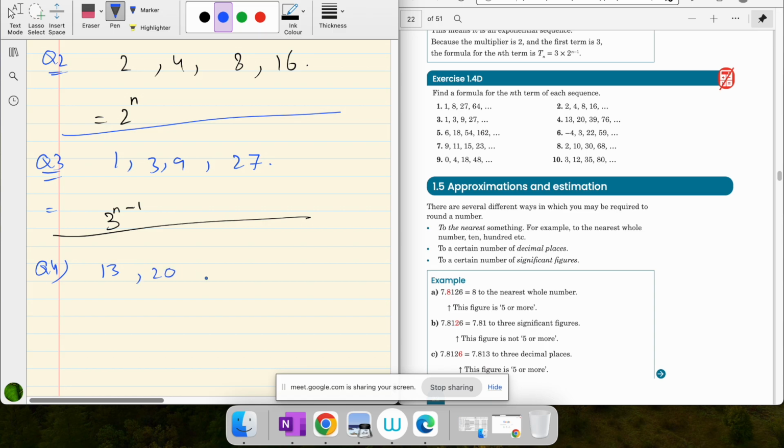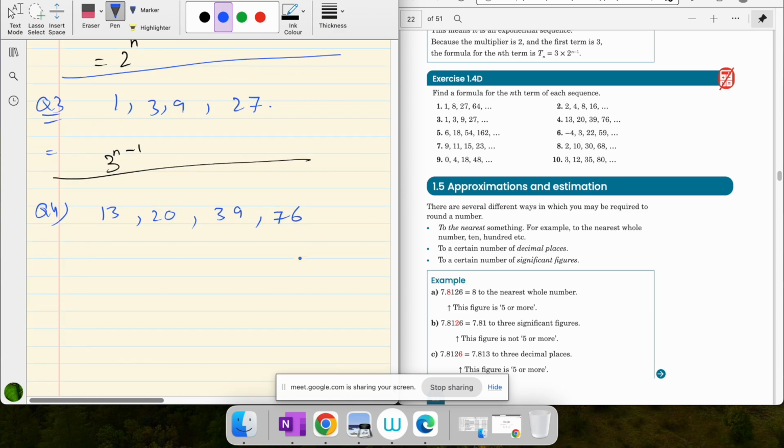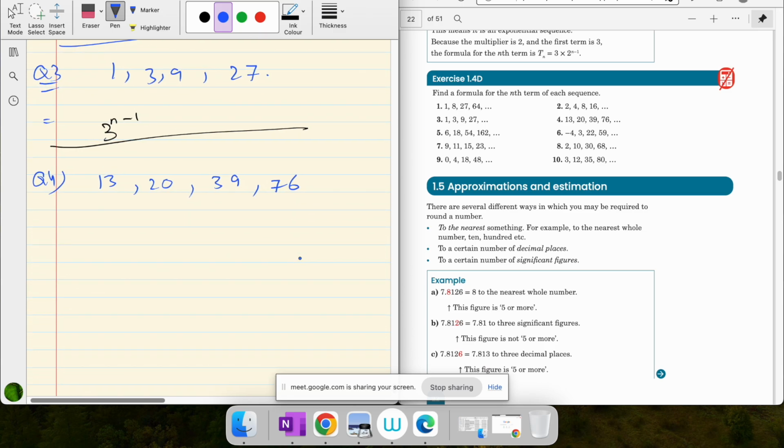13, 20, 39, 76. I'll need your help. I do not have my calculator with me today. So 13, 20, 39, 76. What do you think is happening here?